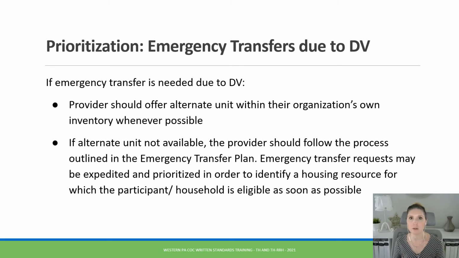There's a special note on emergency transfers to DB, and if an emergency transfer is needed for this reason, the provider should offer an alternate unit within their organization's own inventory whenever possible. However, if a unit is unavailable, the provider should follow the process outlined in the emergency transfer plan, which is also referenced and hyperlinked in the written standards themselves. Emergency transfer requests may be expedited and prioritized in order to identify a housing resource for which the participant or household is eligible as soon as possible.